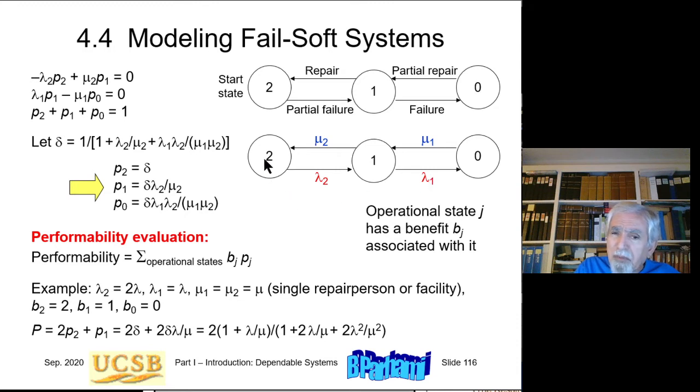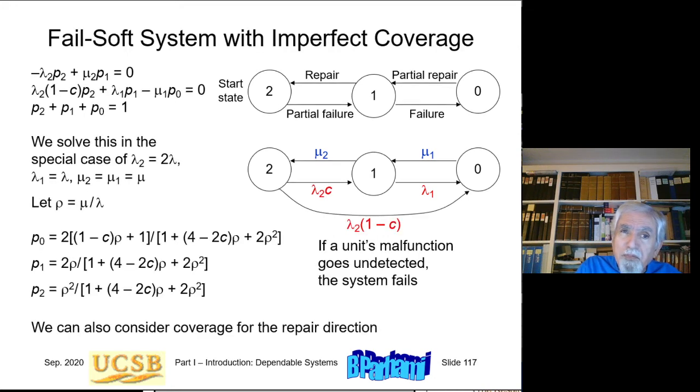So for example, if this is the 2-processor system that I mentioned, let's say the performance level is 2 in this state, it is 1 in this state, and it's 0 there, then I can say 2 times P2 plus 1 times P1 is the performability of this system. And there's a numerical example down here that you can study on your own.